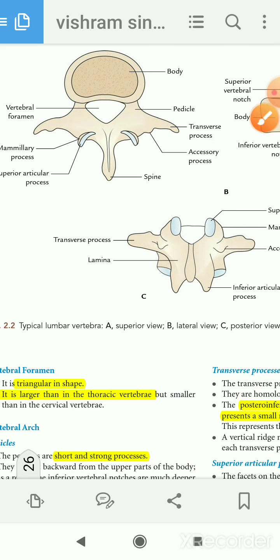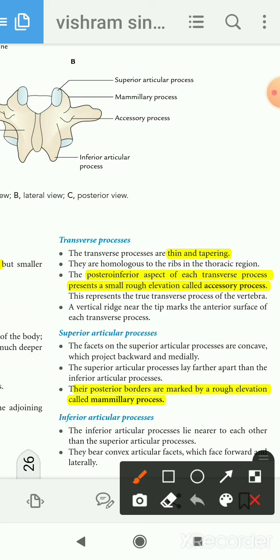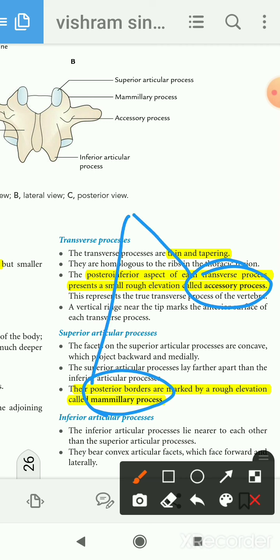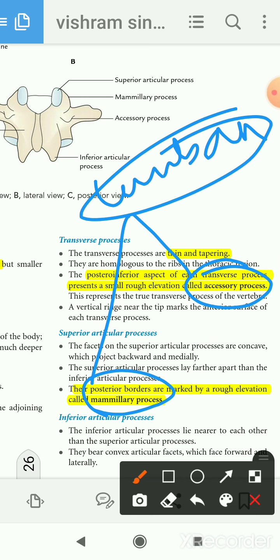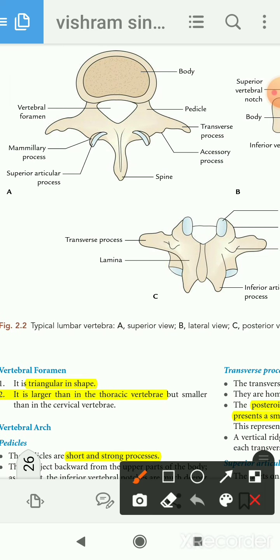Okay. Now come to the superior articular process. Here the posterior border is marked by another rough elevation which is known as the mammillary process. So this accessory process and mammillary process are the two unique features of the lumbar vertebra. Let's see the mammillary process on the superior articular process. This is the superior articular process, and on the posterior surface there is another rough elevation which is known as the mammillary process.